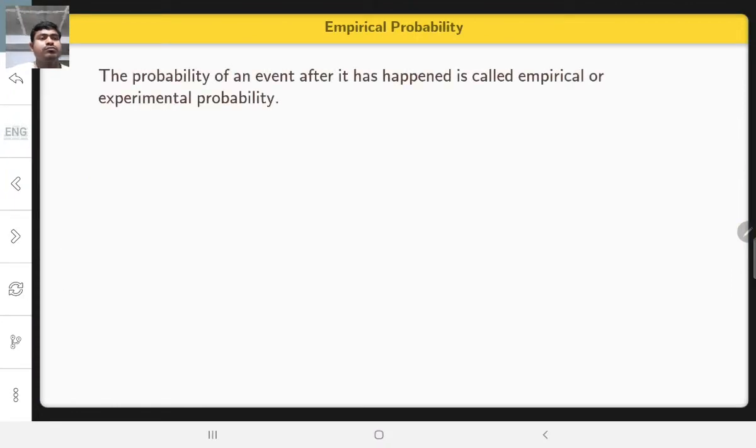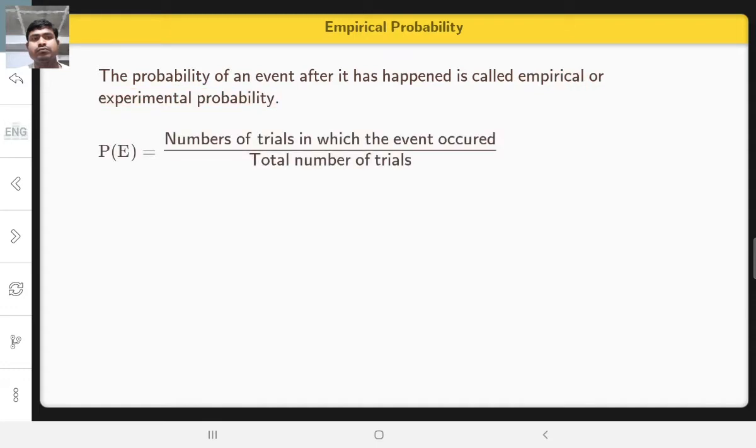When we calculate the probability of an event after it has happened or after experimentation, it is called empirical or experimental probability. The empirical probability of an event E can be calculated as the number of trials in which the event occurred divided by the total number of trials.